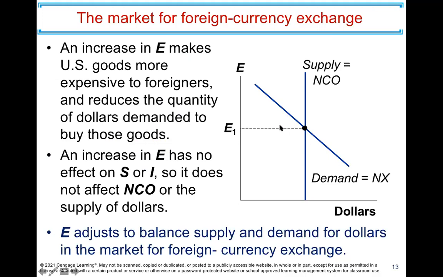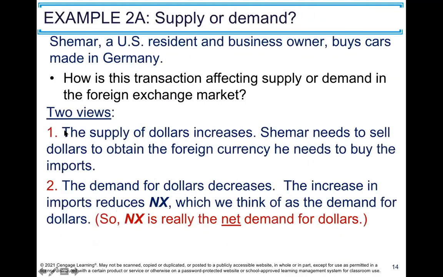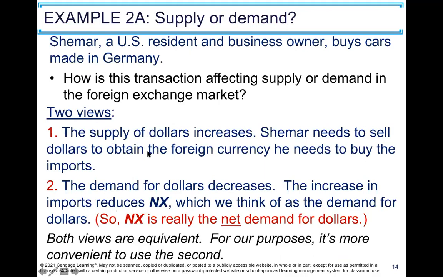If you think of a shift in the demand curve to the left, what would happen? We'd have a new exchange rate over here. So no matter which way you think of it, number one is an increase in NCO, number two is a decrease in NX. Both come out to the same result.